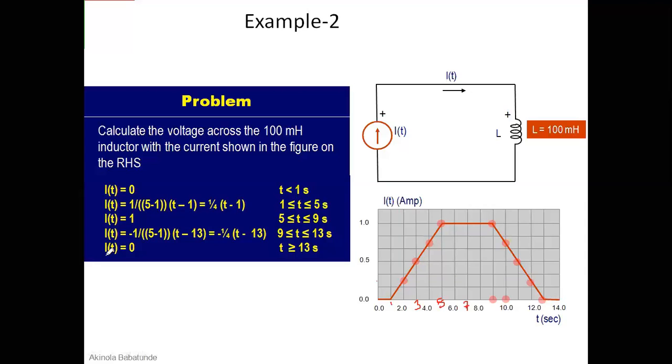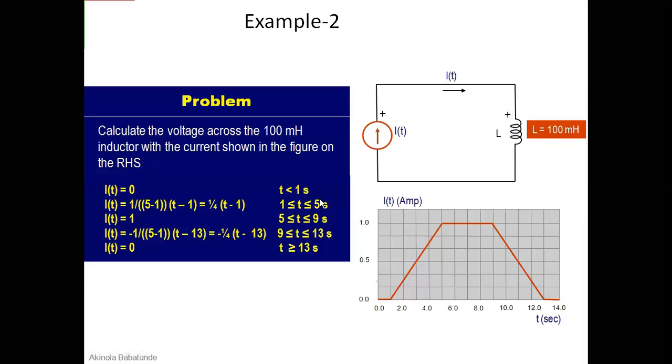And then the last current says, when time is greater than or equal to 13, your current is 0. So from 13 upward, your current will be equal to 0. So the journey goes on straight, and then you have a full graph here. All right. So you can create your equations from this graph, and you can also create your graph from these expressions that we do have.